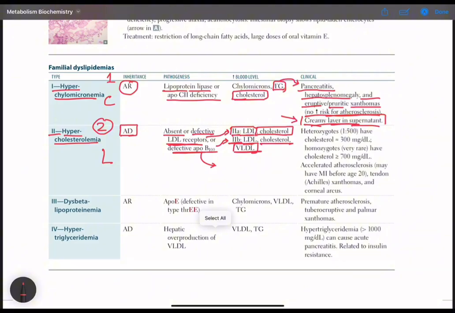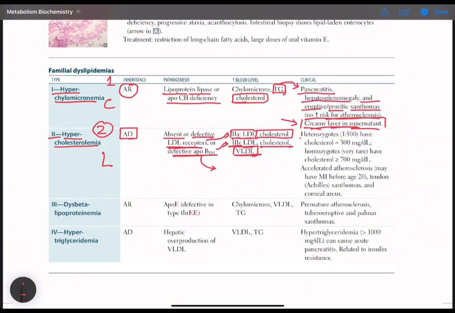So for heterozygotes, in which the individual carries only one mutated gene, which is present in 1 out of 500 individuals, the cholesterol level goes up to 300, while the normal level is less than 200. Homozygotes, which carry both the defective genes, which is very rare, have cholesterol levels greater than 700 milligram per deciliter. So these patients experience accelerated atherosclerosis, may have MI before age 20, and tendinous Achilles xanthomas and corneal arcus.